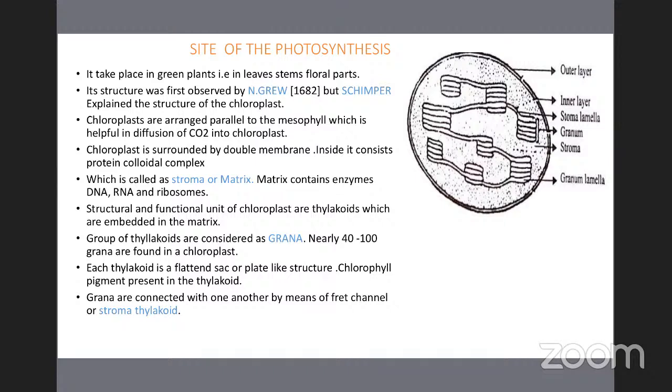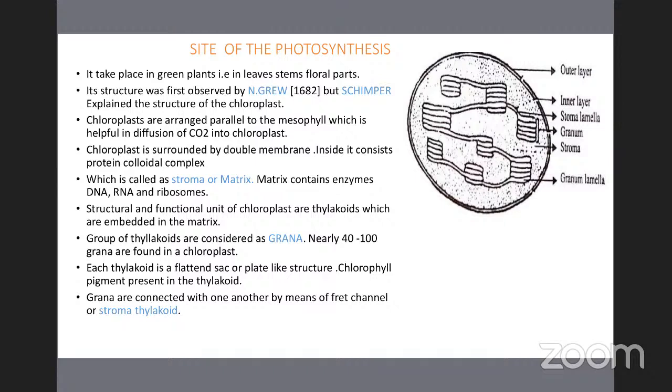And these chloroplasts are arranged parallel to the mesophyll tissue. We know the structure of a leaf: upper and lower epidermis, and in between these two layers, whatever tissue is there is treated as mesophyll tissue. That means in this mesophyll tissue, all the chloroplasts are scattered and they are parallel to the cells. Why are they parallel to the mesophyll cells?